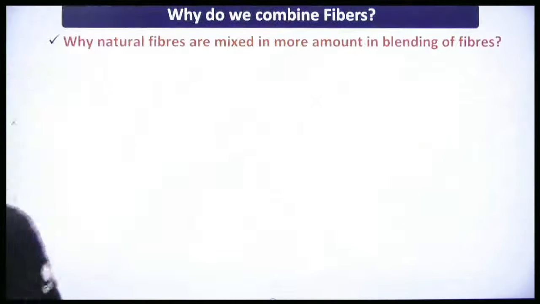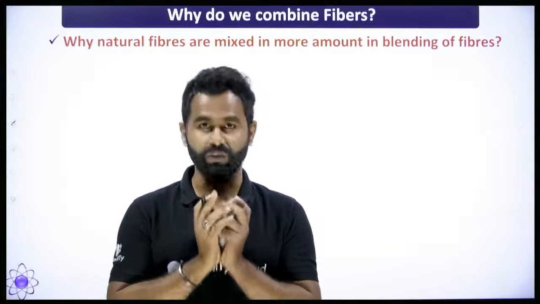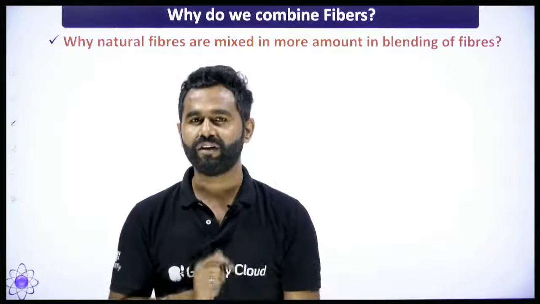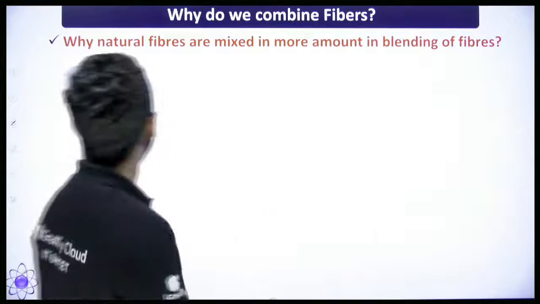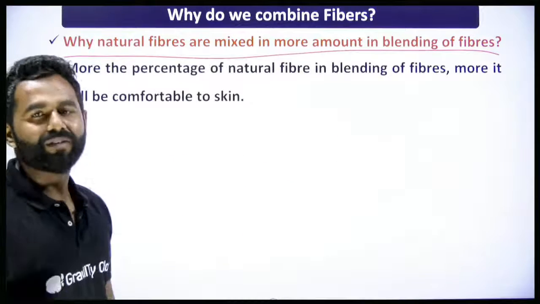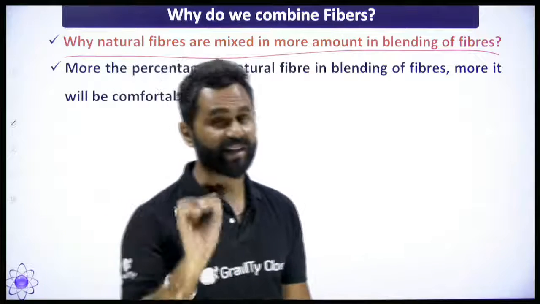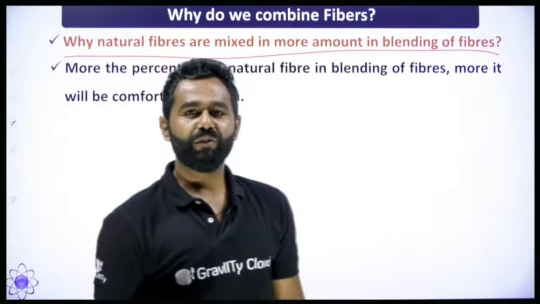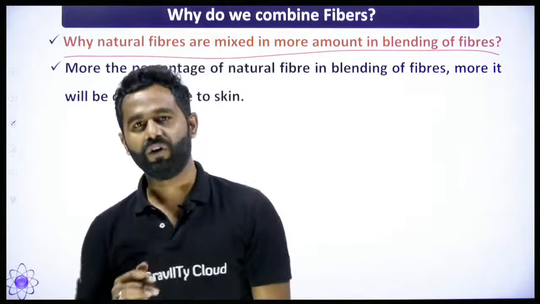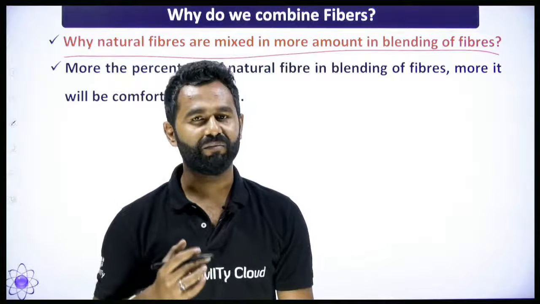Yes. Now the important thing is why the concentration of natural fiber in blending should be more and the concentration of synthetic fiber should be less. That is important to understand. Right? The question is why natural fibers are mixed in greater amounts in the blending of fibers. So basically, see, all the synthetic fibers contain chemicals and we have to wear these fibers. When I say rayon, you wear clothes of rayon. When I say polyester, we wear clothes of polyester, right?